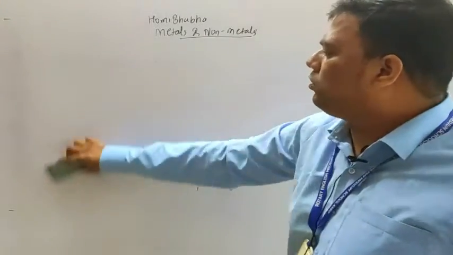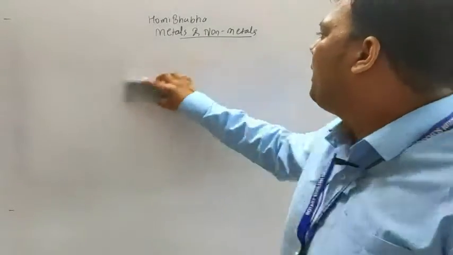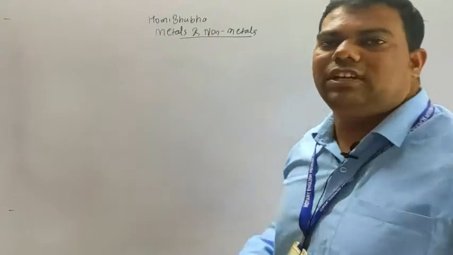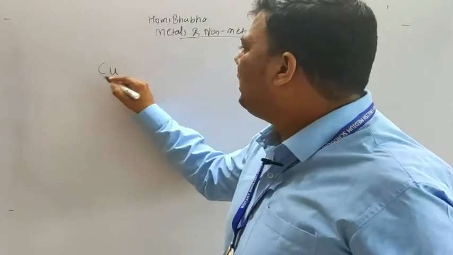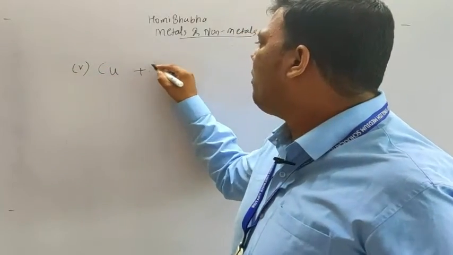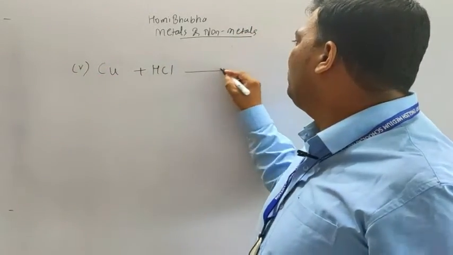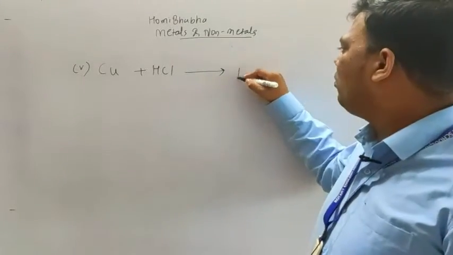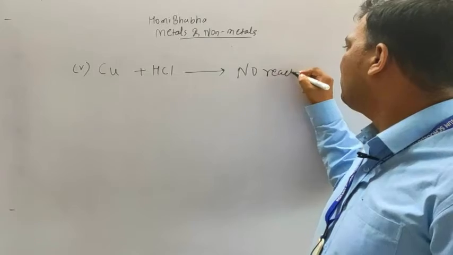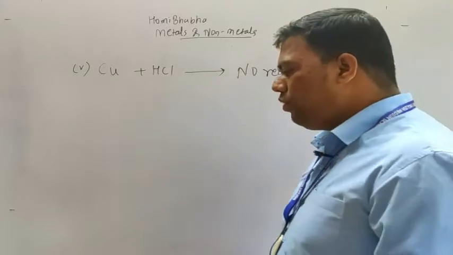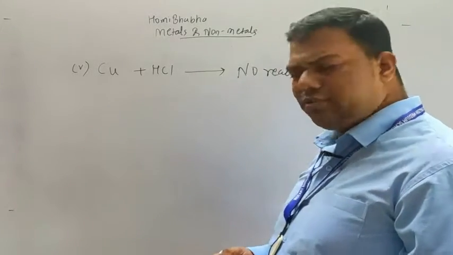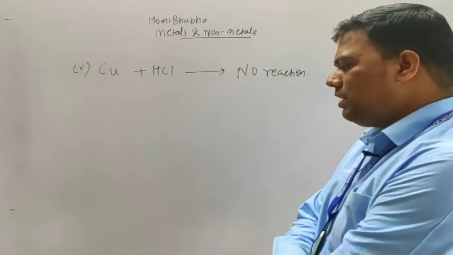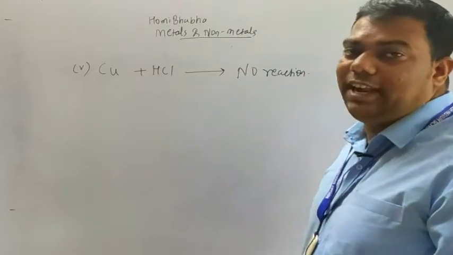I hope you understood all these reactions. Now our next reaction, the fifth, is the reaction of copper with HCl. Here what will happen if you put HCl on copper? No reaction will occur. Why? Because copper is less reactive.